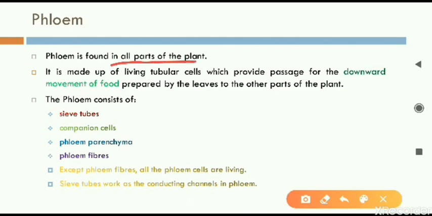What is it doing? It is responsible for the movement of food. Now here notice the difference. Here the direction is given downward. Water is flowing upwards. The phloem is carrying or distributing the food downwards. From the leaves, the food is coming downwards.